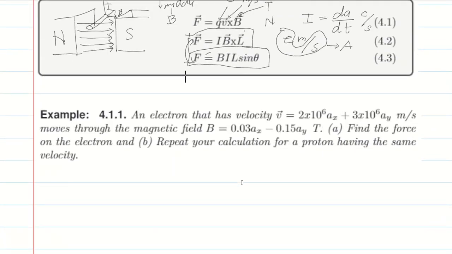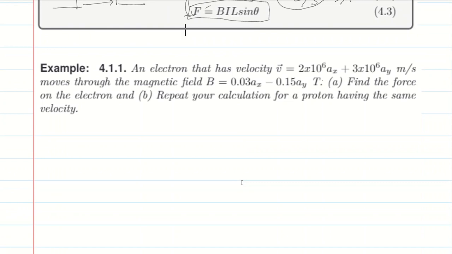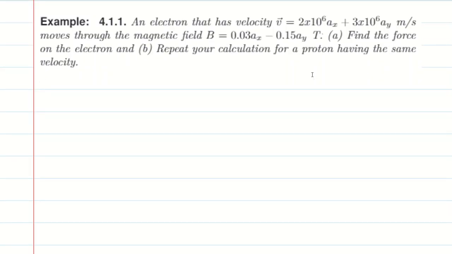So now let's take an example. Here I have an example. An electron that has velocity v equals 2 times 10 to the 6 in the x direction plus 3 times 10 to the 6 in the y direction, the unit is meters per second, moves through the magnetic field which is equal to 0.03 ax minus 0.15 ay Tesla. Now, the question: A, find the force on the electron, and B, repeat your calculation for a proton at the same velocity. So, solution.